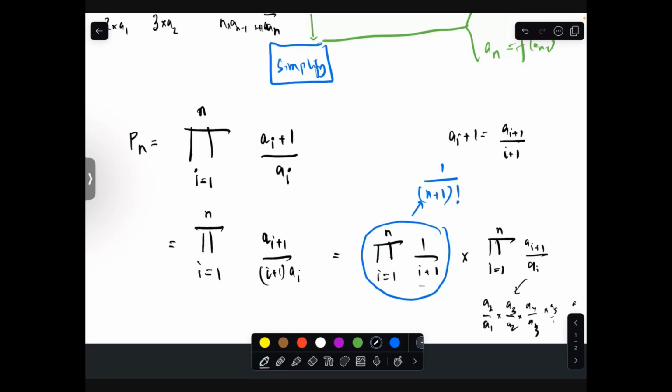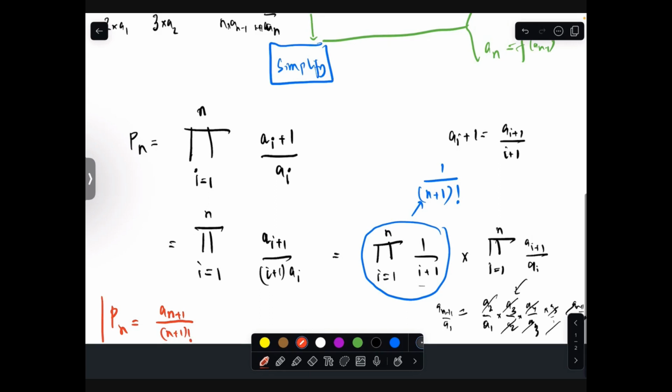a5 dot dot dot an plus 1 by an. So if you observe, a2 gets cancelled, a3 gets cancelled, a4 gets cancelled, dot dot dot till an gets cancelled. So we are left with nothing but an plus 1 by a1, and that simplifies the problem. So we have that, therefore Pn is nothing but an plus 1 by a1. Now a1 is equal to 1, so Pn is equal to an plus 1 by n plus 1 factorial.